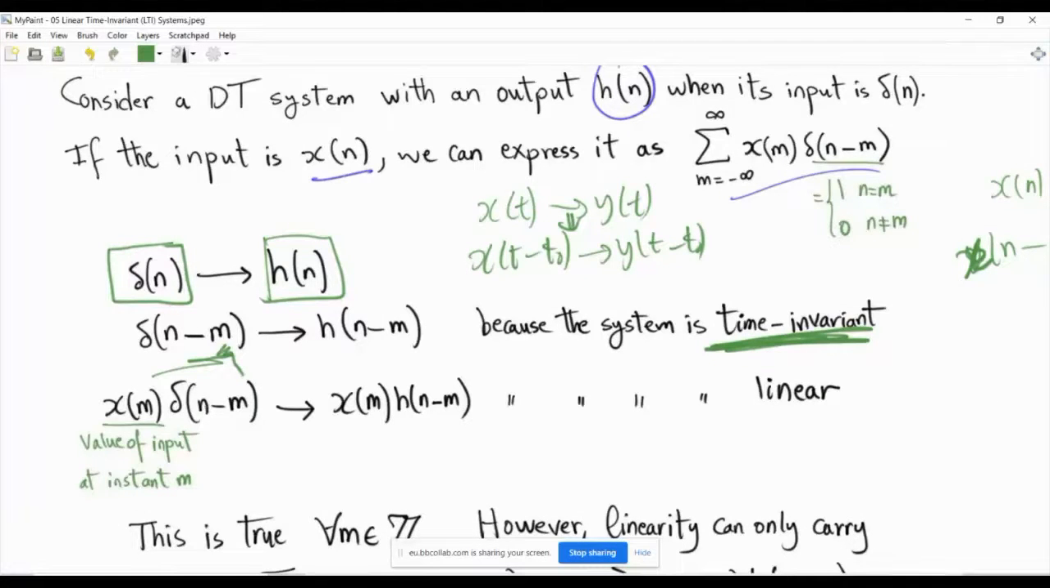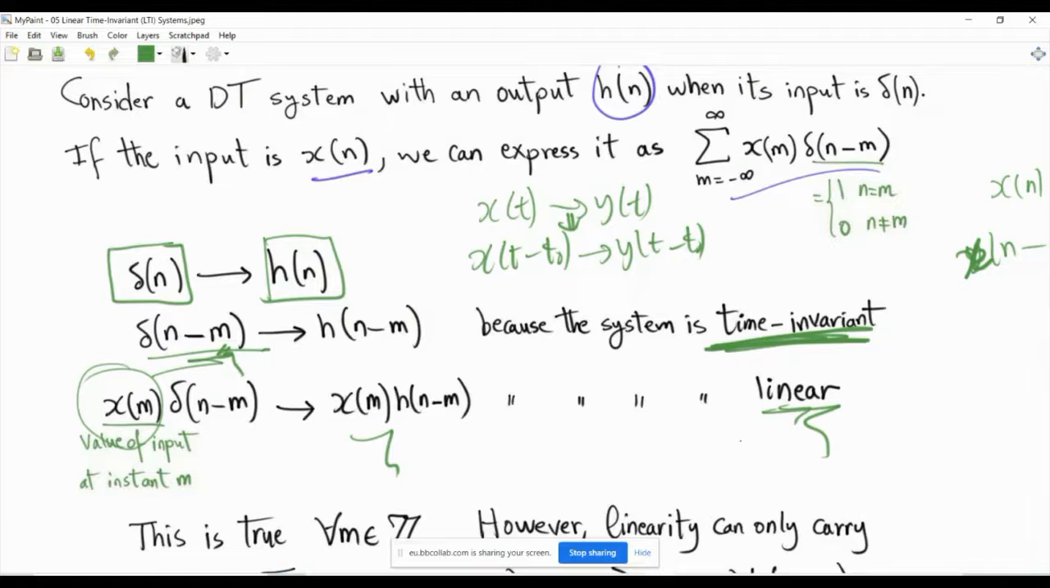Okay, now take this guy here and multiply it by x of m. So that's the value of the input signal at the mth instant of time. Now our system is not just time invariant, it is also a linear system. And because it's a linear system, if you do amplitude scaling to the input, you have the same amplitude scaling applied to the output. Again, if the system is non-linear, then this is not generally true. But we know that this is true because our system is linear.